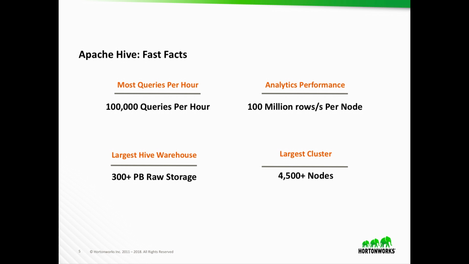These are not the things which Hive is capable of doing. It's actually what it already does. I've personally seen these numbers at customer and user sites. We can do like 100,000 queries per second, mostly because of the lot of work which has gone into HiveServer2 scalability and LLAP scheduling. 100 million rows per node, that is the vectorization work which has made this possible. And of course, thanks to Hadoop and HDFS, we can scale to very large data sizes with 4,500 plus nodes and 300 plus petabytes of storage.